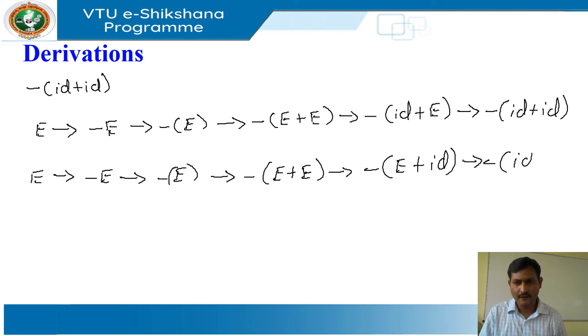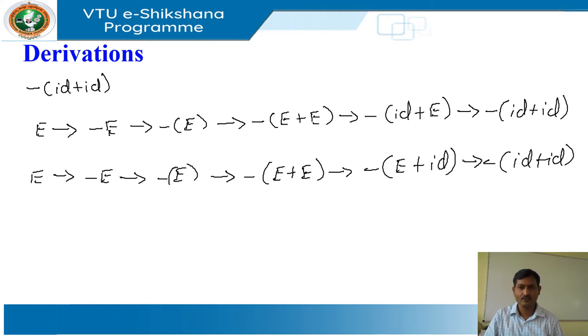At each step in the derivation, there are two choices to be made. We need to choose which non-terminal to replace, and having made this choice, we must pick a production with that non-terminal as a head. For example, in the example considered, the following alternative derivation of minus ID plus ID differs from the above derivation in the last two steps.